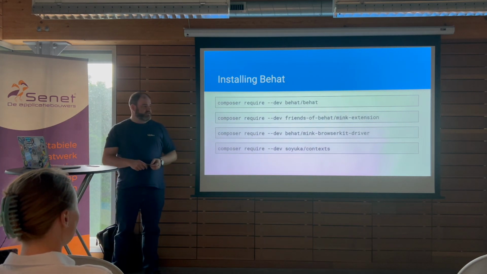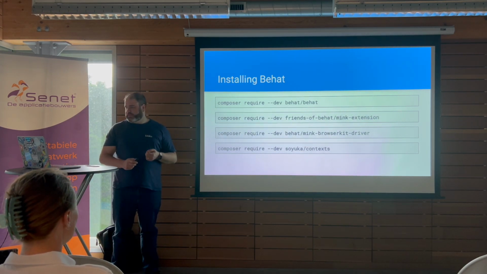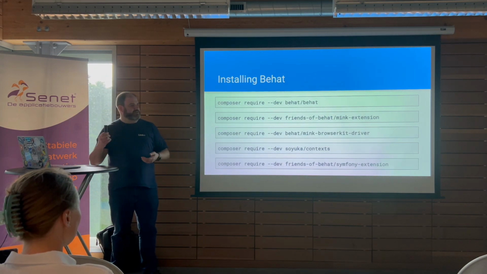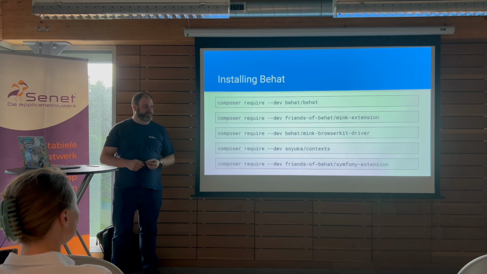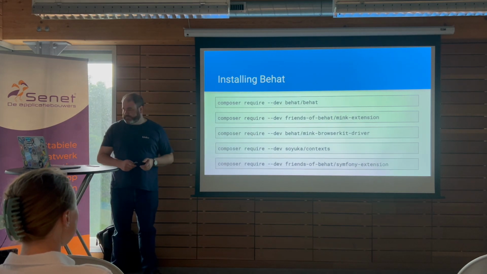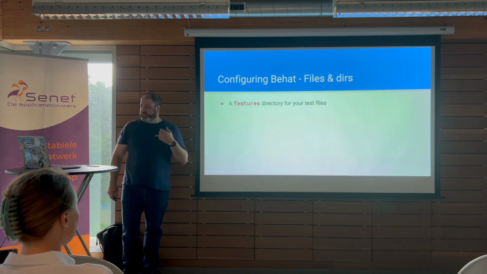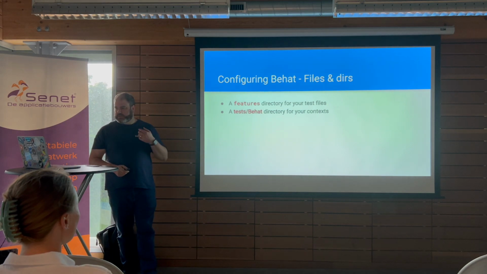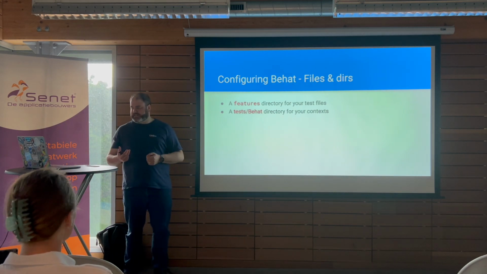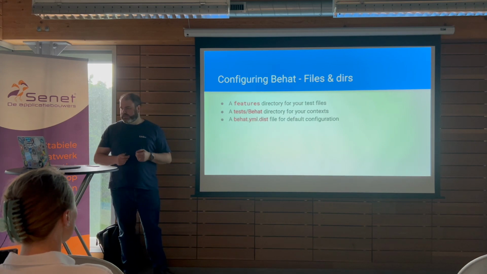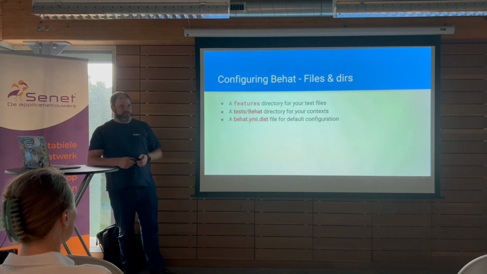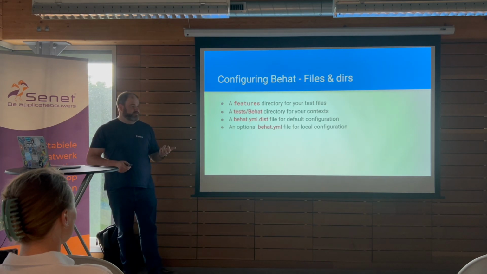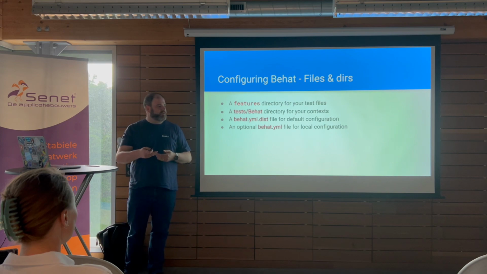We have some extra context that we use. And well, we use the Symfony extension because then we can autoload and use the dependency injection for our context, but that's optional. You configure your Behat files in the features directory, that's where all your test files live. You have Behat directly in your tests for all your contexts. There's a YAML.dist file for your configuration and an optional .yaml file if you have some configuration for your local machine.